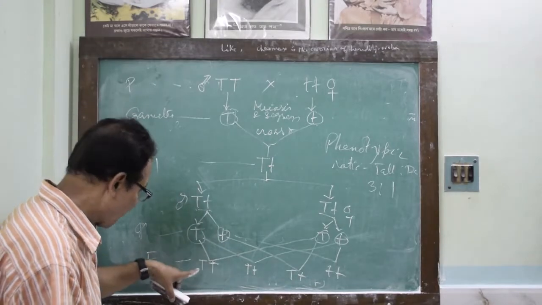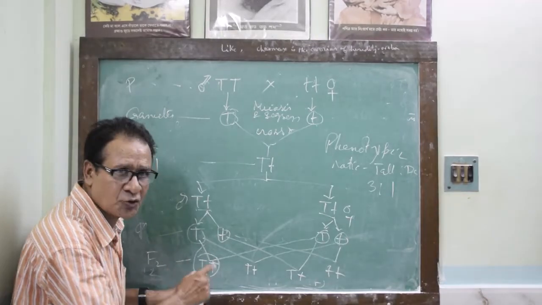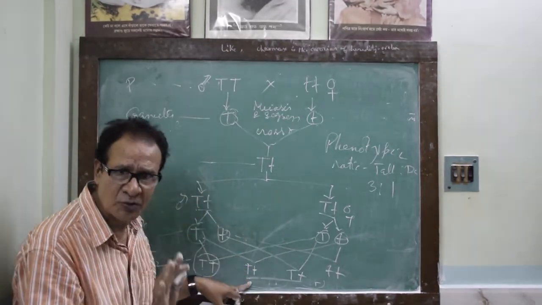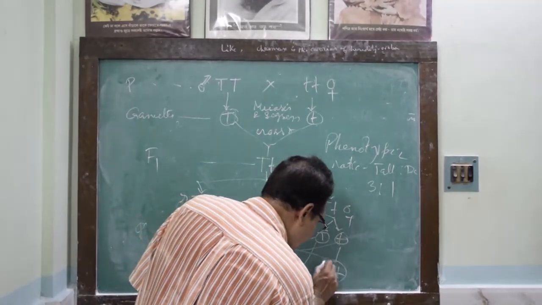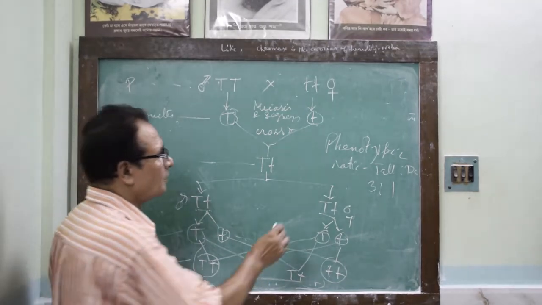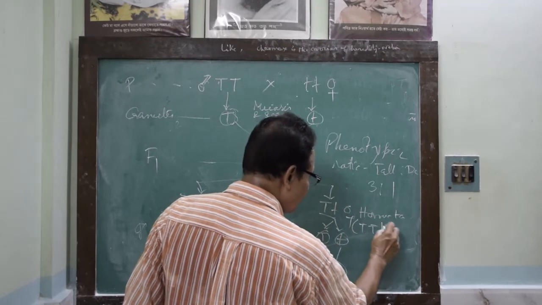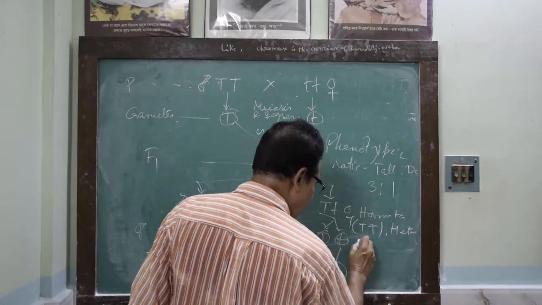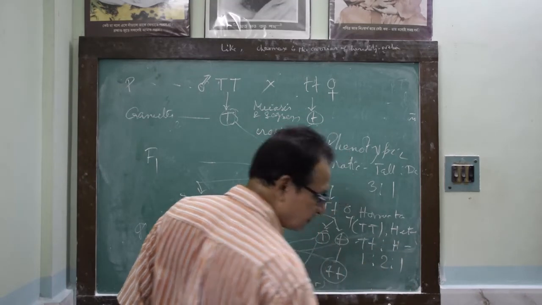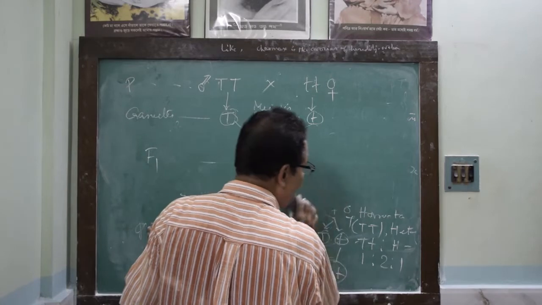But you see here the genotype: 25% both capital T, so it is homozygous, and 50% capital T small t, so heterozygous, and 25% small t small t, so homozygous. So the genotypic ratio is homozygous tall is to heterozygous tall is to homozygous dwarf, 1:2:1. And this cross you can write with the help of a checkerboard, that is the Punnett square.